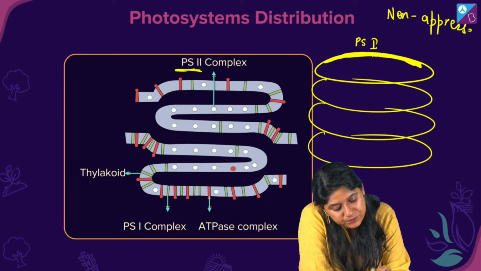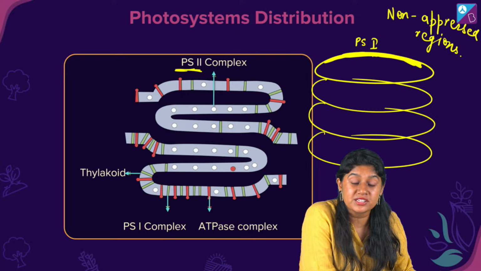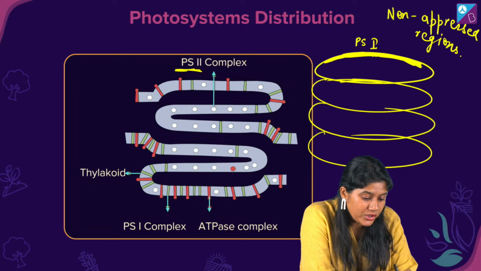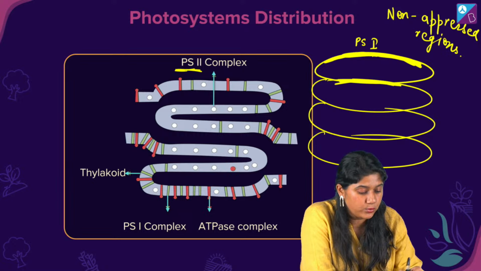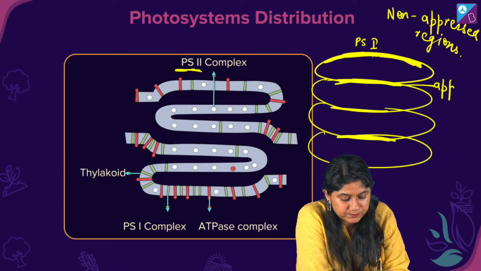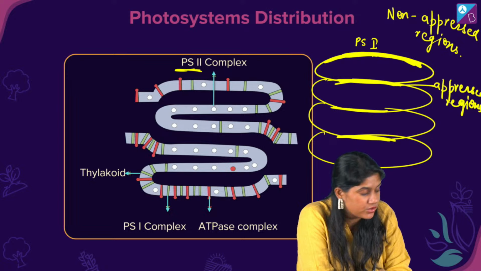Oppressed region. Right, this is which region? Non-oppressed region. Clear? This part, which is kind of inside, right? What do we call it? We call this region the oppressed region. Clear, children? This region is called the oppressed region. Done.